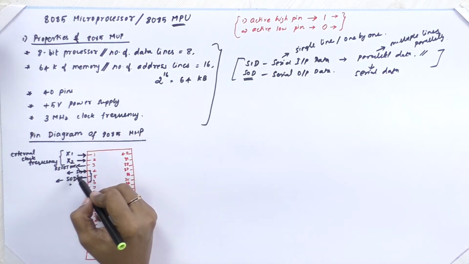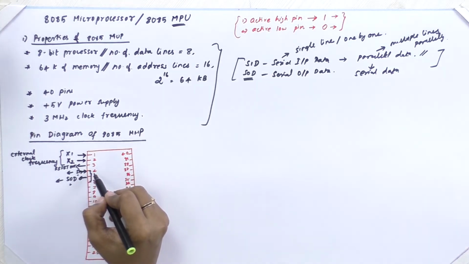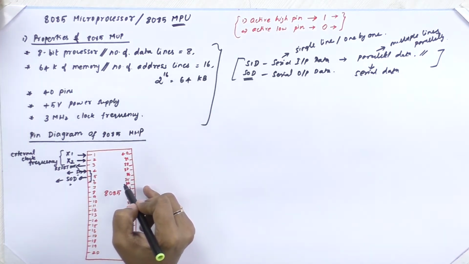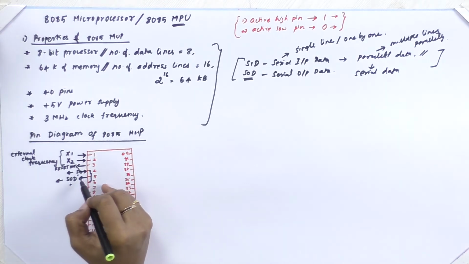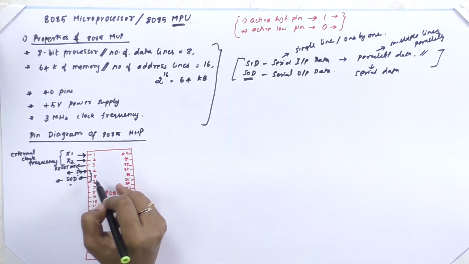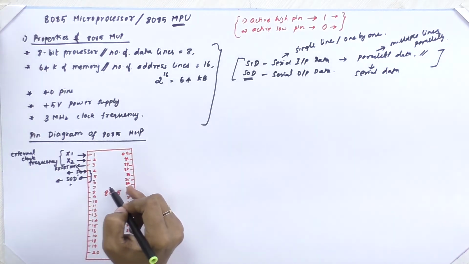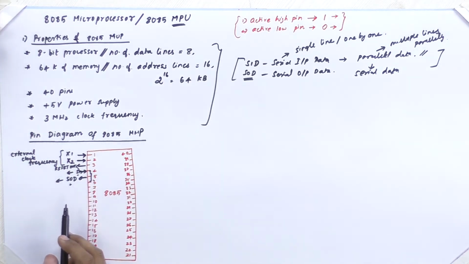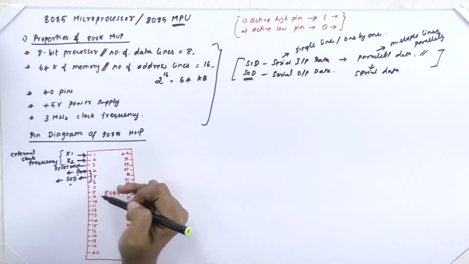SID means serial input data. This pin is used to receive serial data, which will be converted internally into parallel data by the processor. The SOD pin is used to convert the parallel data to serial data, which will be sent to the external peripheral devices. So these are all the functions of the first 5 pins.